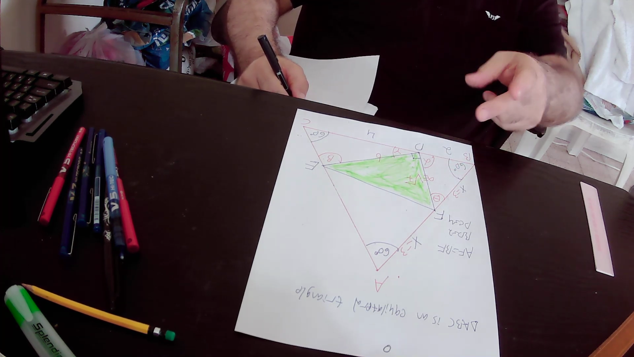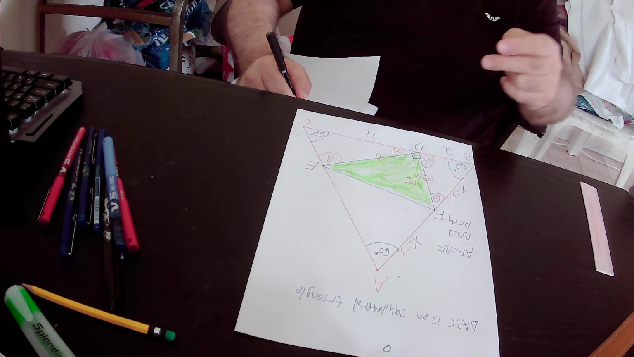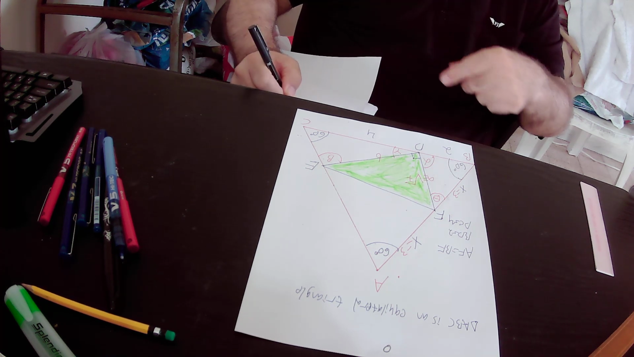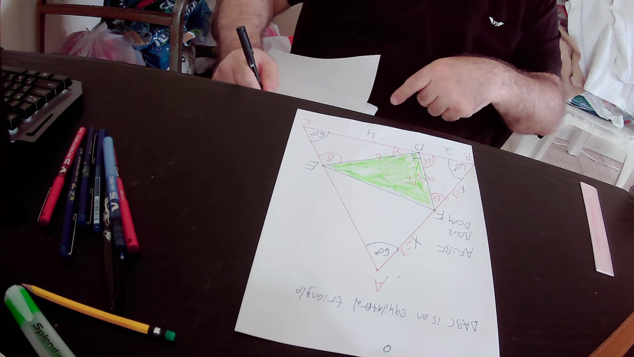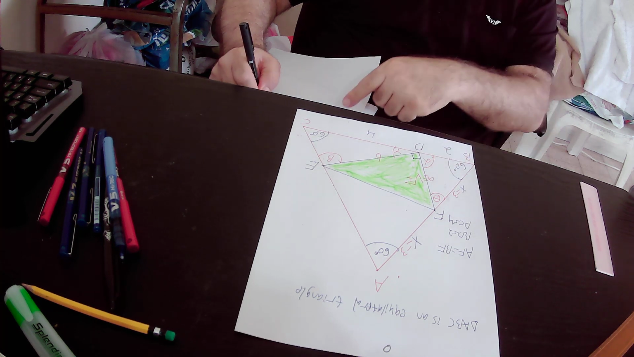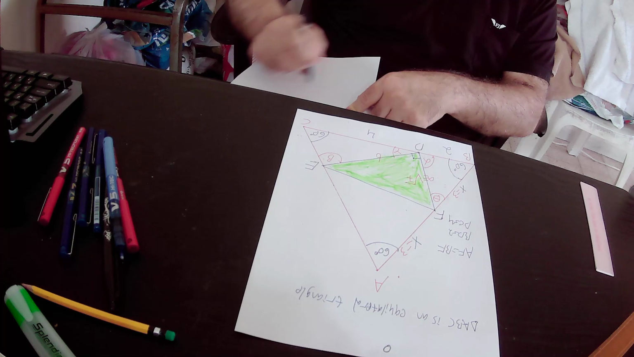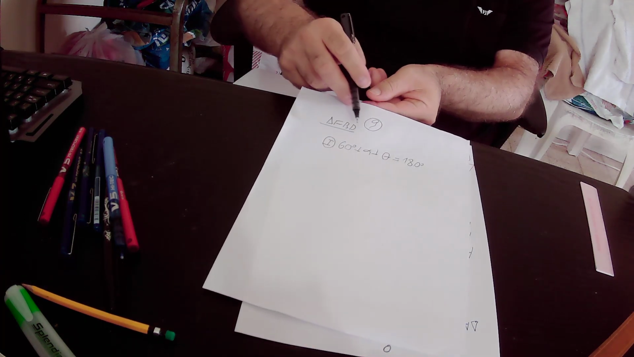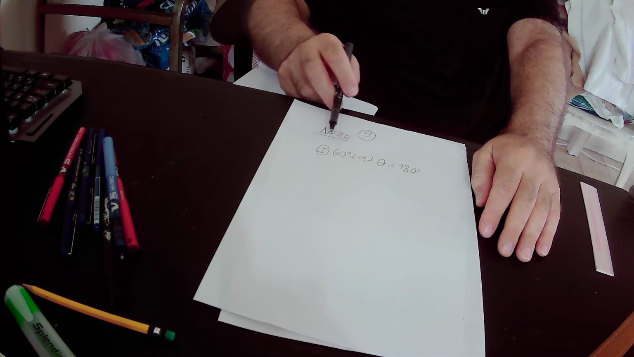What is the sum of the angles in triangle FBD? It is actually 60 degrees plus alpha plus theta, and the sum of the angles in triangle FBD equals to 180 degrees. Okay, so actually this is our first equation that states that the sum of the angles in triangle FBD equals to 180 degrees.